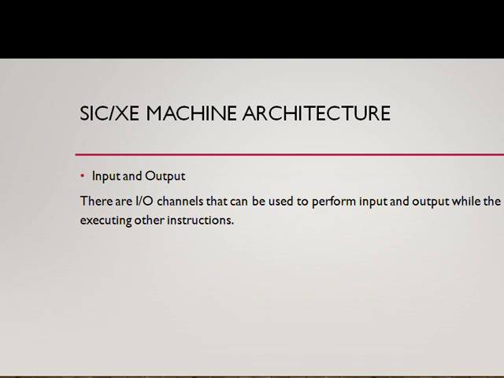And the last one is input and output device. These are the channels which are used to perform the input and output operation while the CPU is executing other instructions. Whenever the CPU is executing another instruction, the input and output operation will use this IO channel.